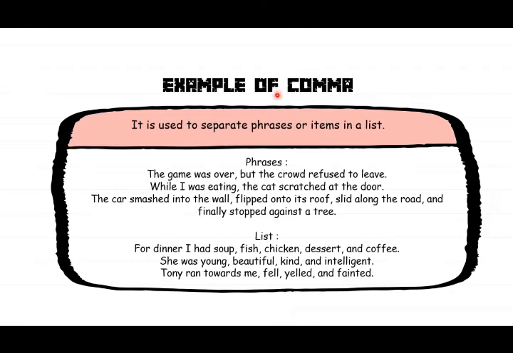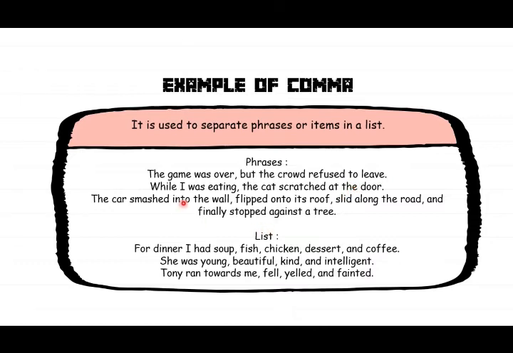Okay, now we are looking at comma. Comma is used to separate phrases or items in a list. Okay, kita ada dua. We have two here. Phrases and list. Okay, phrases is two phrases that can both stand on its own or cannot stand on its own lah. Okay, like this. The game was over, but the crowd refuses to leave. Okay, you put a comma here sebab ada conjunction lah. But ni kan, biasa kalau frasa ni menghubungkan dua frasa lah, yang ni dengan yang ni.